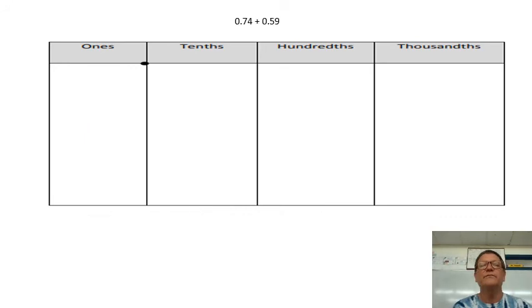Okay, so at this point, we can see we have 74 hundredths. And I think by now you're seeing that the 74 hundredths would be like this, and you read it as 74 in the hundredths place. Now the next one is going to be 59 hundredths. So I go 59 hundredths.